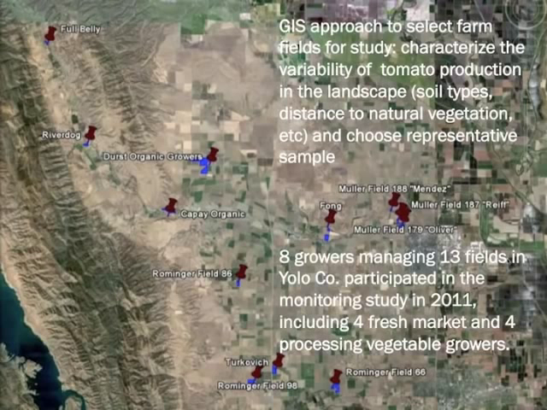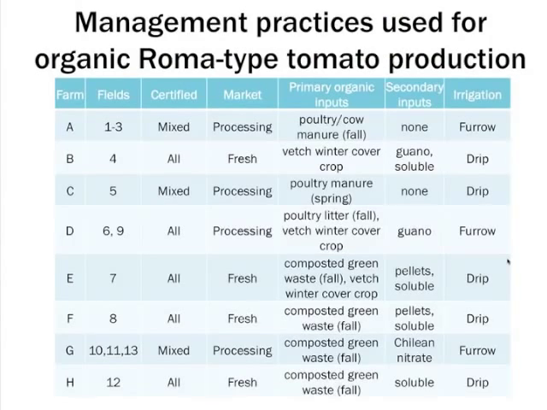Then to identify the particular fields that had organic tomato production in 2011, we used the Certified California Organic Farmer Database to identify most of the certified organic farms growing tomatoes in Yolo County, and we contacted these growers to assess their interest in participating. We ended up with 8 growers managing 13 fields in Yolo County that participated in the study, and they included 4 fresh market and 4 processing vegetable growers.